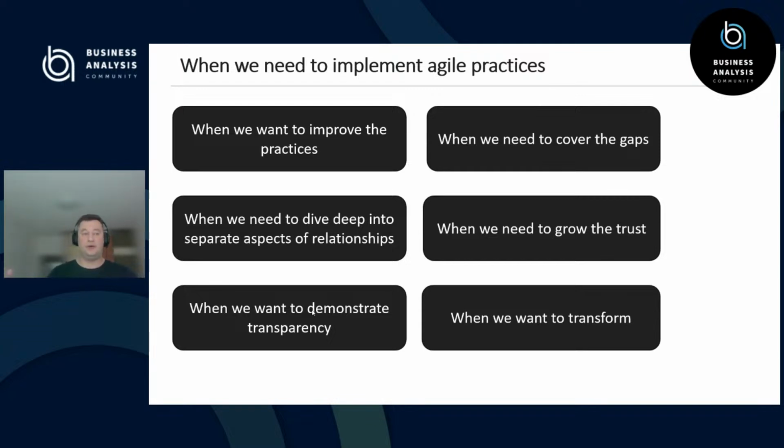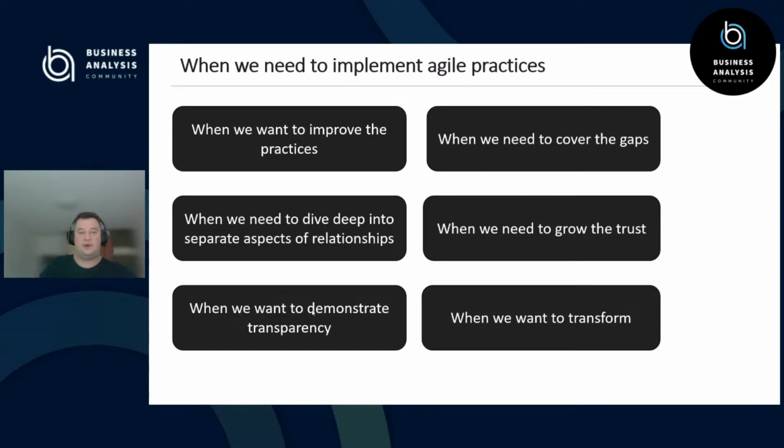The next slide is about the question of when we need to implement agile practices. Yep, that is also a good question. We need to have some markers or maybe some dot points that we can identify in our life and project life, and we need to be aligned with them to understand what is going on and to be sure that this is the right time to think about some kind of improvements based on agile practices.